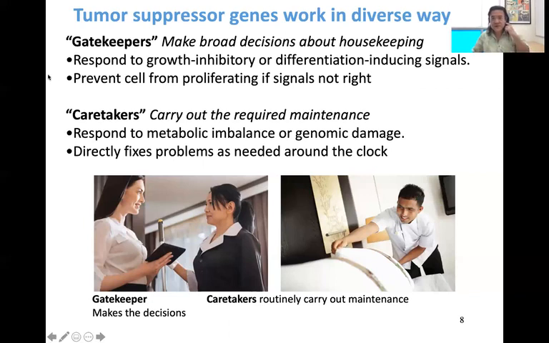So tumor suppressors, we can call them gatekeepers and caretakers. Gatekeepers are ones that make broad decisions about housekeeping.